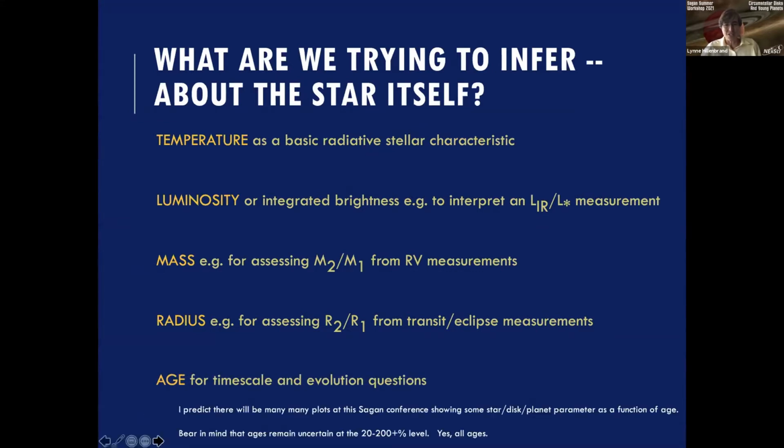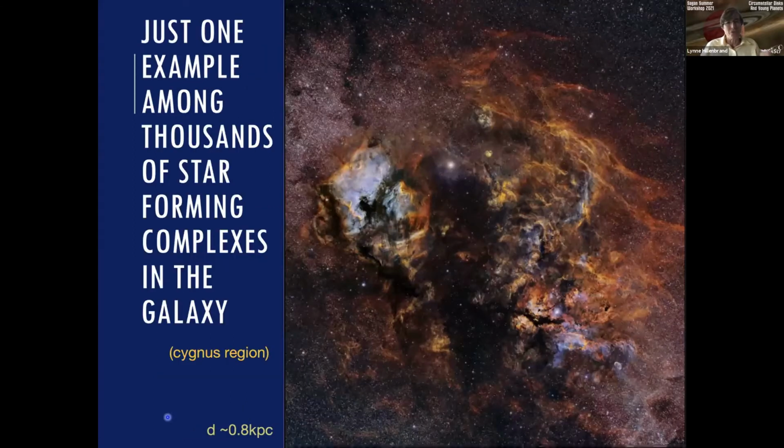And we've already seen some this morning, but I think we're going to see lots of plots throughout the week about some parameter as a function of age. And keep in mind that the age estimates are quite uncertain. So let me just illustrate. I'll go through some of this quickly because, again, the long version of the talk is available.